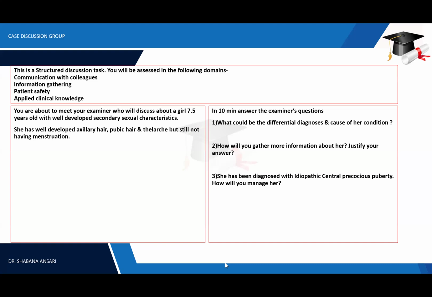Now coming to the isolated menarche. In the case of isolated menarche, only the menstruation will be starting earlier than 8 years of age.